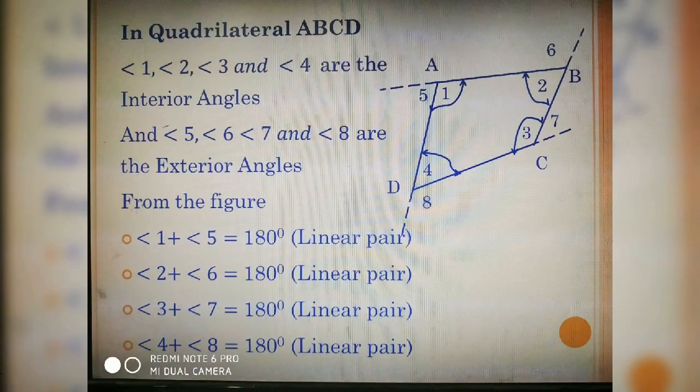Let us take a quadrilateral. Here in the figure, the quadrilateral is ABCD. Angle 1, angle 2, angle 3 and angle 4 are the interior angles, and angle 5, angle 6, angle 7 and angle 8 are the exterior angles. From the figure, we observe that angle 1 plus angle 5 is equal to 180 degrees because they are a linear pair. Similarly, angle 2 plus angle 6 is equal to 180 degrees, angle 3 plus angle 7 is equal to 180 degrees, and angle 4 plus angle 8 is equal to 180 degrees because they are all linear pairs.